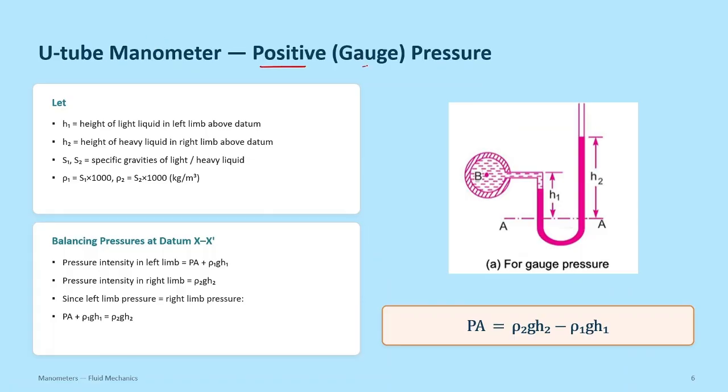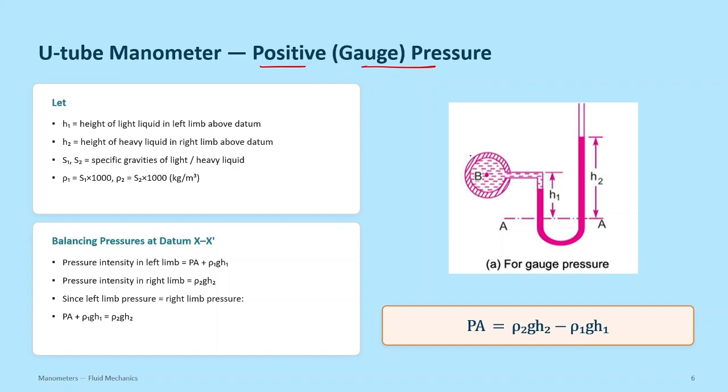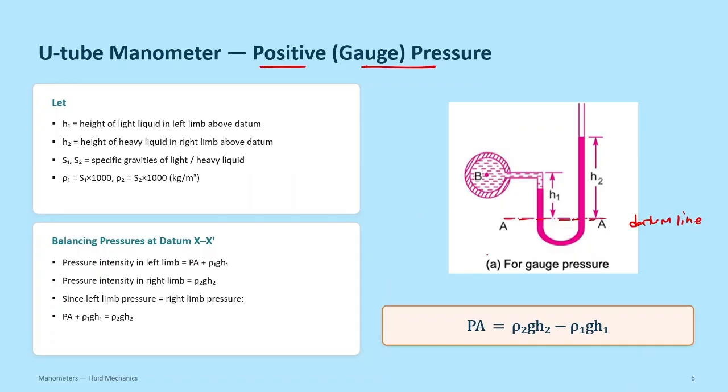U-tube manometer, positive gauge pressure. So this one is the gauge pressure, where the liquid is above this datum line AA, and for the vacuum pressure the mercury is below this datum line. So here are some notations, and this is the final formula for this simple U-tube manometer for gauge pressure. So we have to derive this.